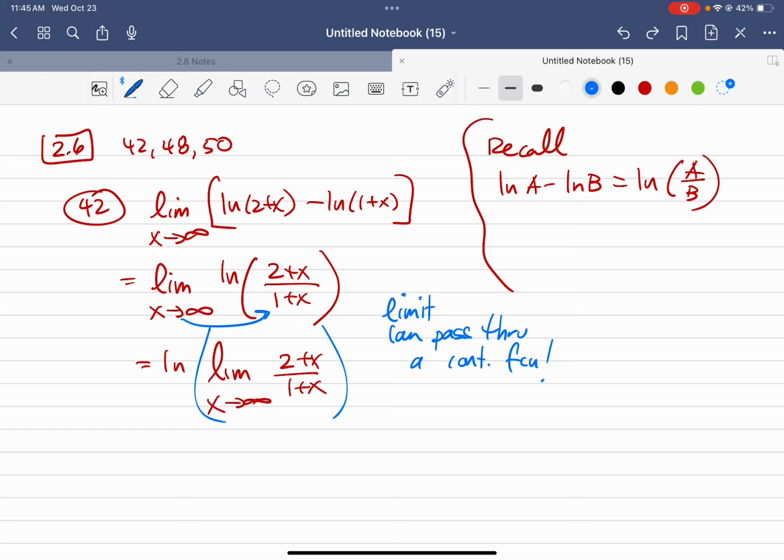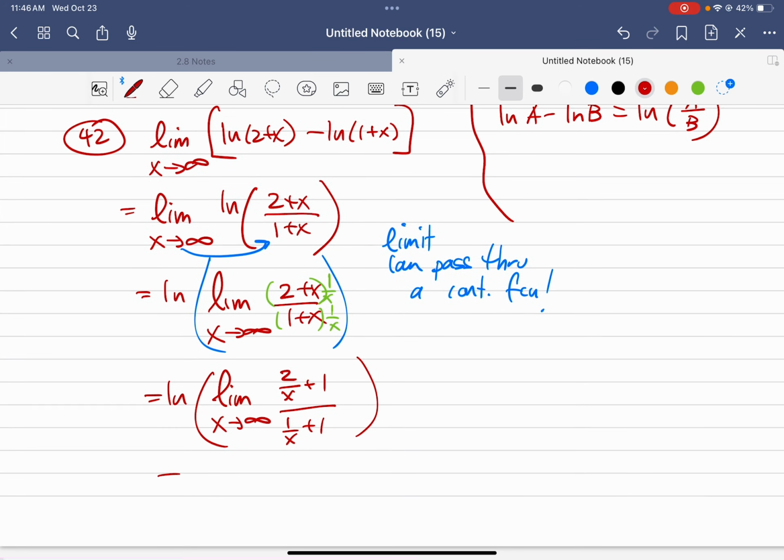Then I can rewrite that limit in a similar way to what we have done before. If I multiply on the inside by 1 over x, 1 over the highest power, you get (2 over x plus 1) over (1 over x plus 1). Now if you let the limit go to infinity, this goes to 0 and this goes to 0. So this is the natural log of 1, which is 0. So for number 42, all of this is just a fancy way of writing 0.